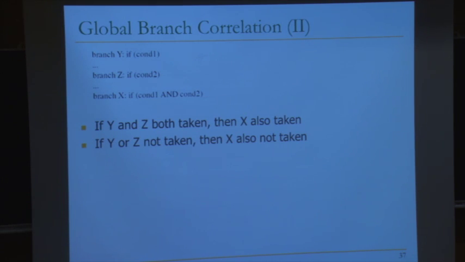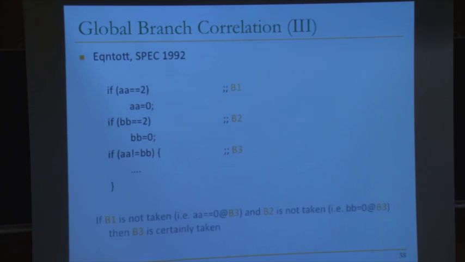Another example. This branch does something if condition 1 is true. This branch does something if condition 2 is true. And this branch does something if both condition 1 and condition 2 are true. Now, if y and z are both taken, then x is also taken, right? Whereas if y or z is not taken, then x is also not taken. So can we somehow exploit this correlation that happens across these branches that are different? They're at different program counters.